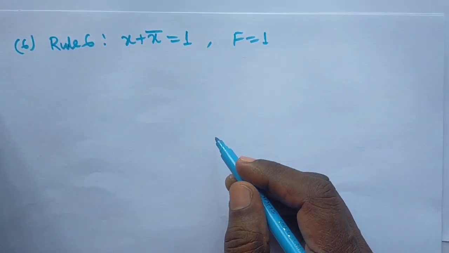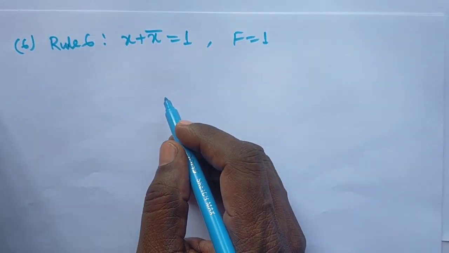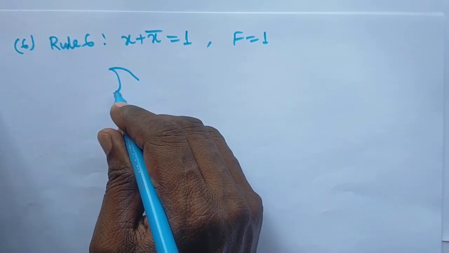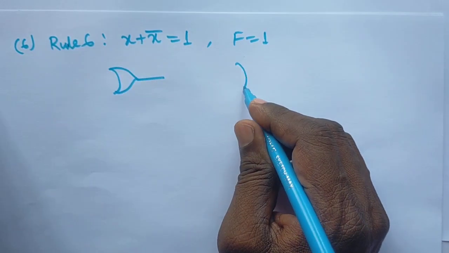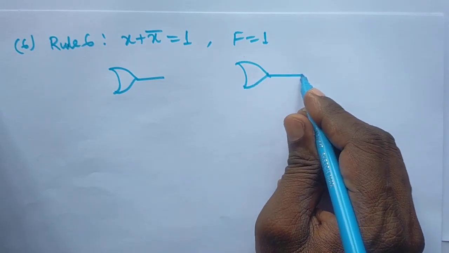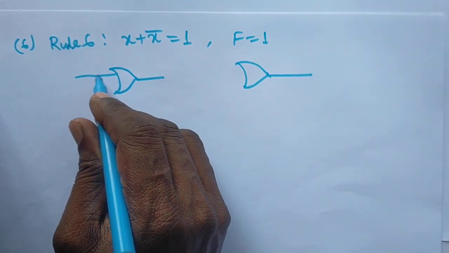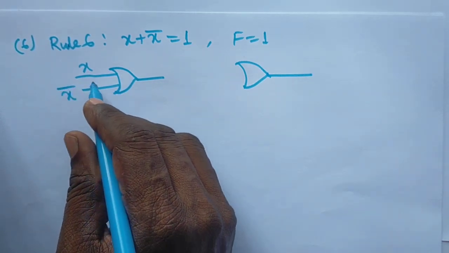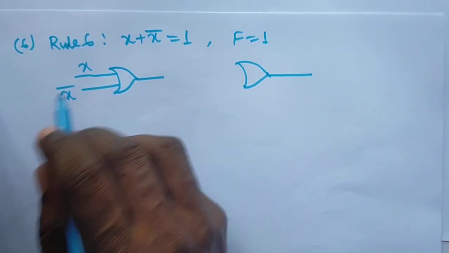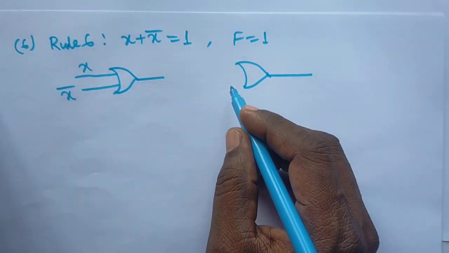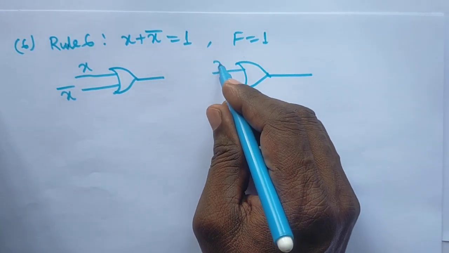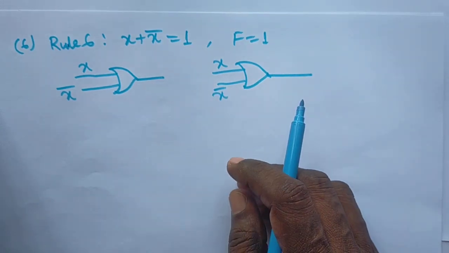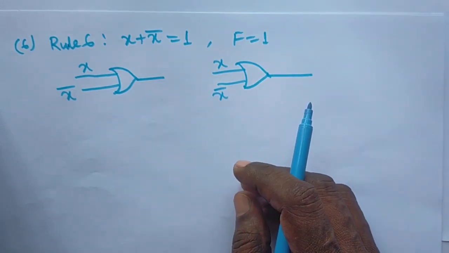x plus x complement. Very simply we define it: take an OR gate, one input is x, another is x complement. We can also take the complement on the other input, doesn't matter. Here similarly x, here x complement. Okay, two ways we can take it.